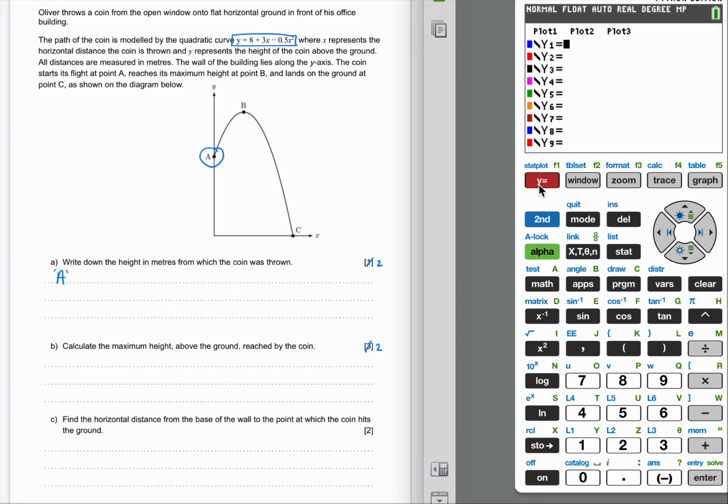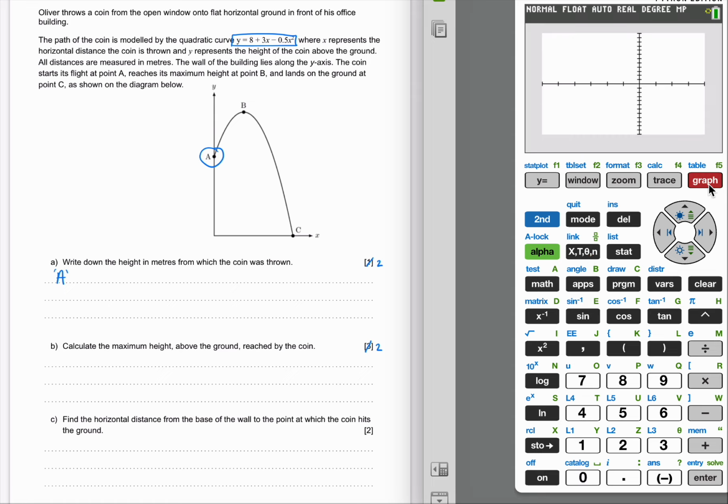So to answer this, I'm going to go to my calculator and I'm going to type in the equation that I'm working with. So 8 plus 3x minus 0.5x squared. And we want to have a look at what the graph looks like. At the moment, clearly my axes are not set up correctly because I can't see a similar shape to what I have on the original question.